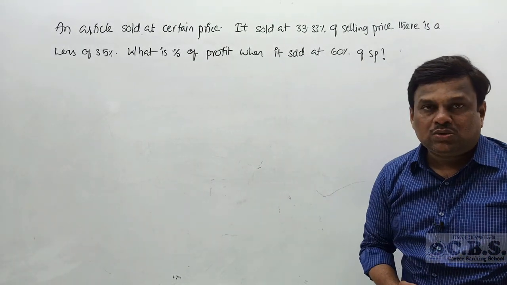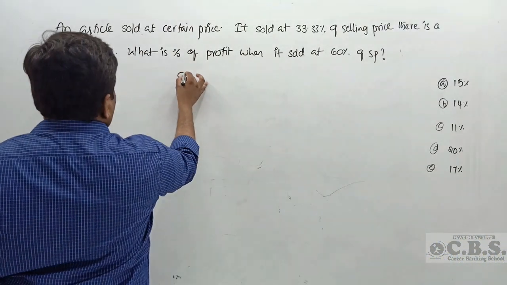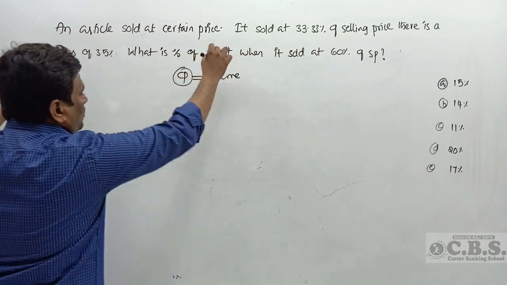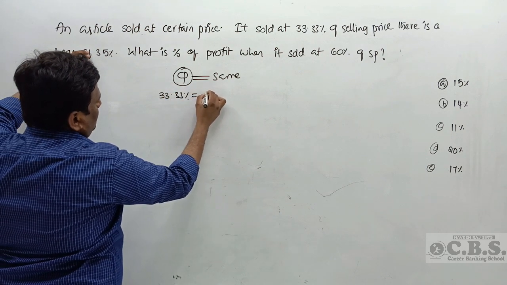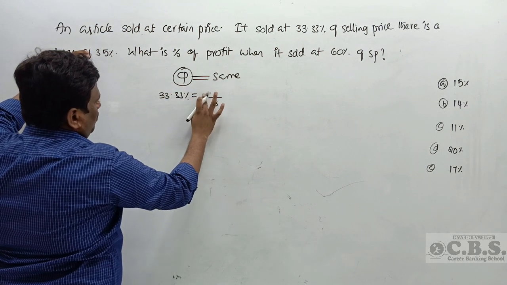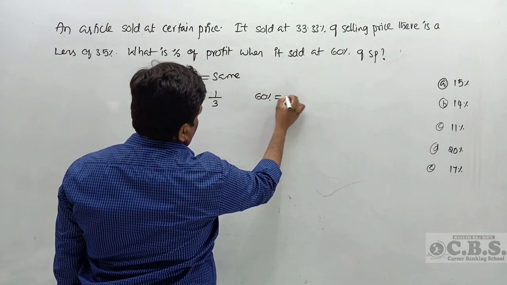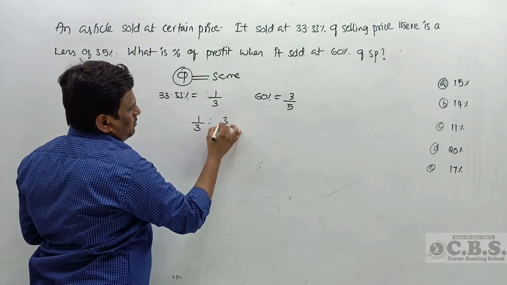In the previous video, we did a question with the help of the fraction concept. You can go through the ratio concept because here the cost price is the same. Cost price is the same. Okay. First one, how much is it? 33.33% of selling price means 1/3 of selling price. And the second fraction is almost 60%. 60% means how much? 3/5. Okay. So put a ratio: 1/3 is to 3/5.